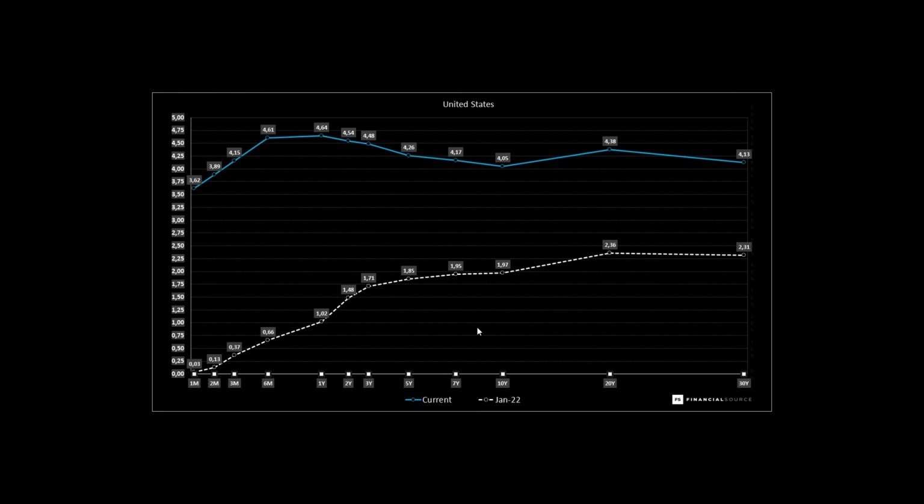So now we understand what drives the various parts of the curve. Now we can take a look at the curve in blue, which is the one just a little bit higher. What you'll notice is that this curve looks completely different from the dashed white line. This one doesn't slope upwards anymore. It's inverted, meaning that the yields on the shorter dated maturities are higher than on the longer dated maturities.